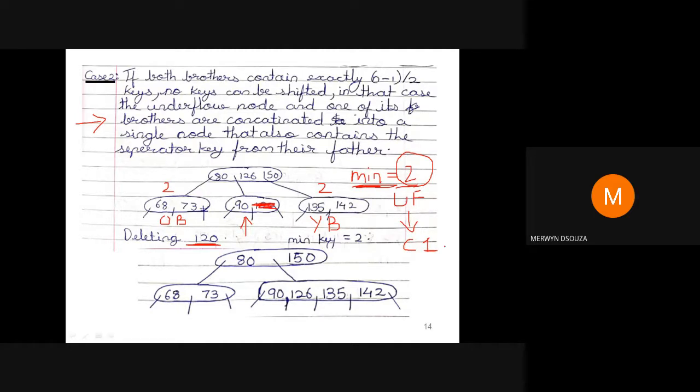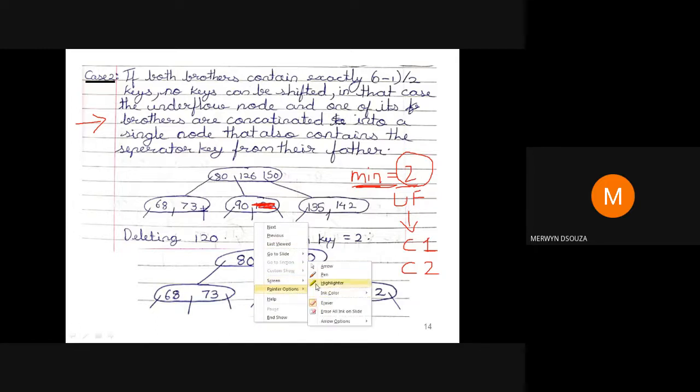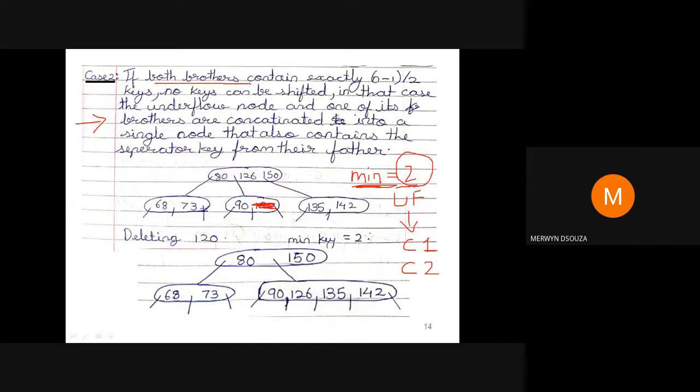So since I cannot apply case 1, I go and check whether I can apply case 2. And case 2 is this one, what we are doing right now. So I hope you understood why we cannot apply case 1 here. There is an underflow, so we have to solve this before we can proceed. So what we do is, if both the brothers contain exactly n minus 1 by 2 keys, no keys can be shifted.